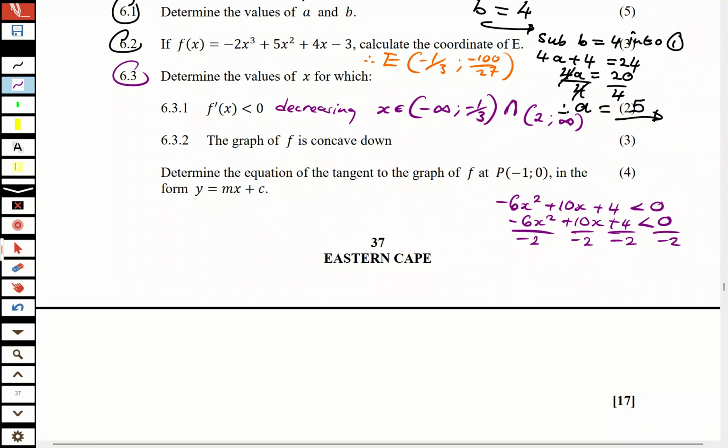So remember, when you divide both sides, you also do it on the left side and the right side. So this and this will give you a positive value, which is 3x squared. And then what about this one? This one will give you a negative 5x and negative 2. Now, when you divide by a negative, the inequality sign changes from being less than to what? Greater than 0.